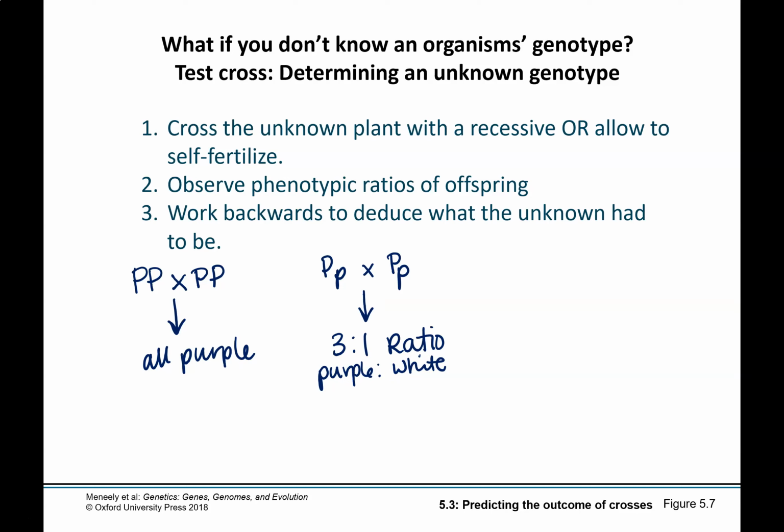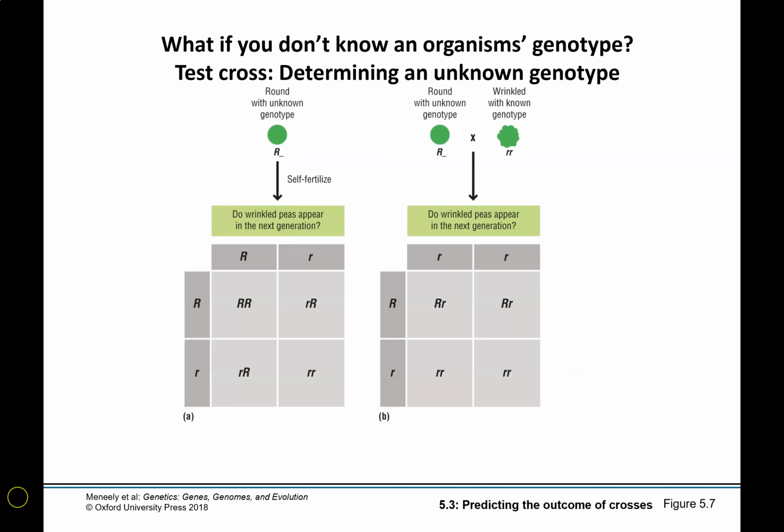So then again, we can allow our individuals to actually produce seeds and then work backwards to deduce what we have. If we see 3/4 purple, then we know that that plant was heterozygous. So let's look now at our book's example of the test cross. If we have an unknown genotype for the round seed and we let it self-fertilize, we can look at the offspring. So if our generation is heterozygous, then we would expect the 3 round to 1 wrinkled.